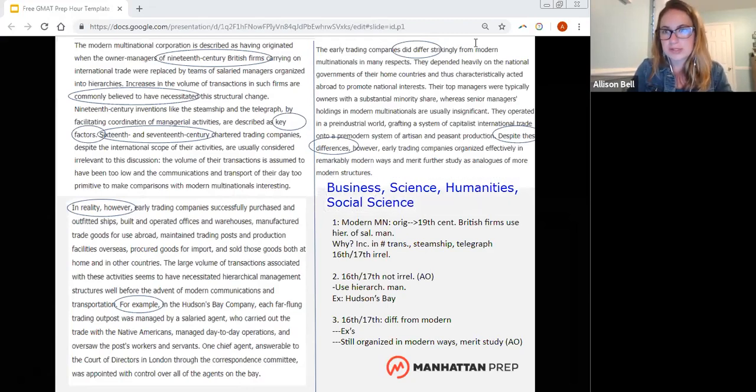So you could, for example, start reading The Economist, The Wall Street Journal. You could start reading like a science magazine or a science journal to get more comfortable with the academic language that you're going to see in these challenging GMAT passages.